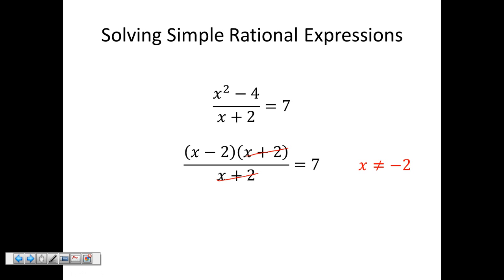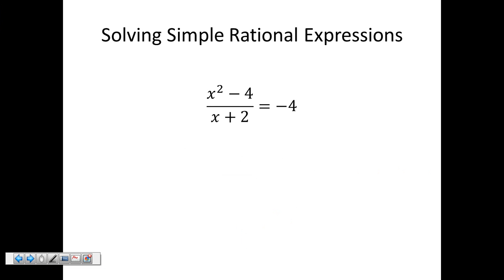Now, fortunately, in this case, we take what's remaining over there on our rational expression side, set it equal to the 7, and we get x equals 9. Now that is not breaking our rule. Our rule is that x cannot equal negative 2, so that's okay. This is our answer.